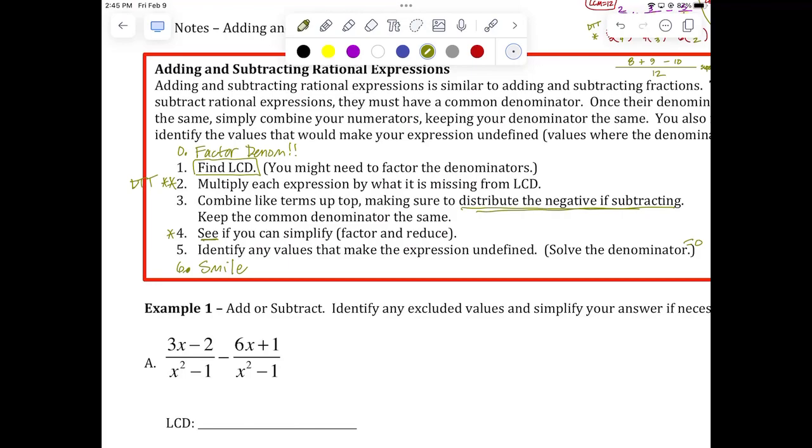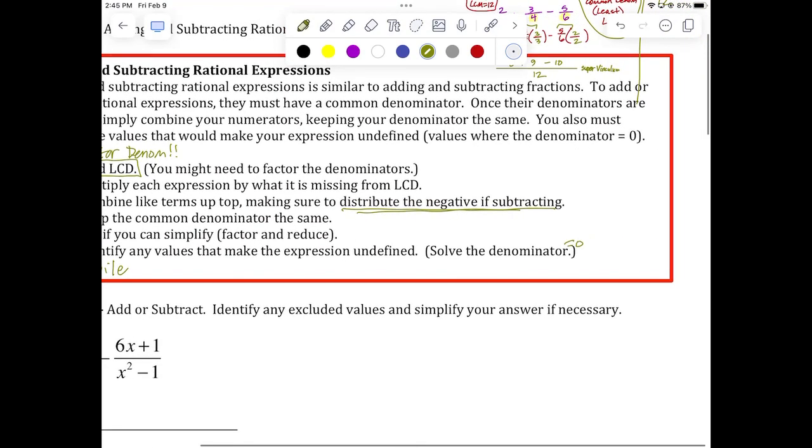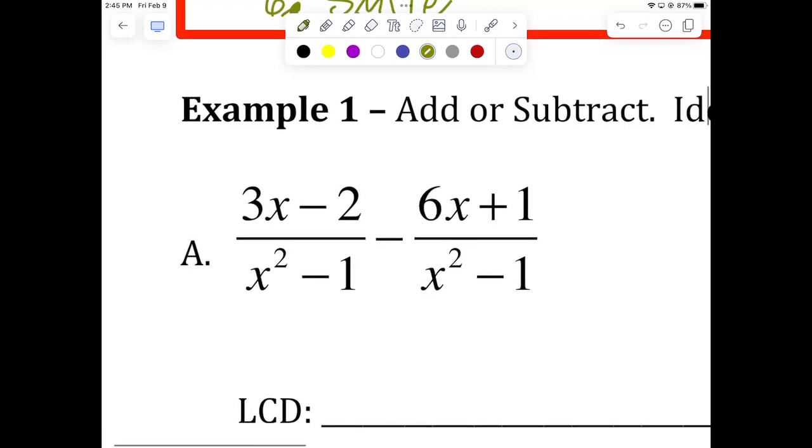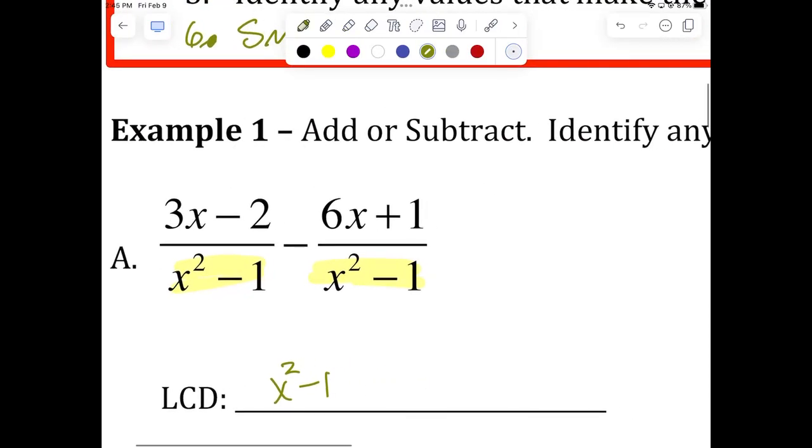Example 1, add or subtract, identify any excluded values, and simplify your answer if necessary. Okay, I got a rational expression, a linear over a quadratic, minus a rational expression, a linear over a quadratic. What, again, do I need in order to combine two or more fractions? I need a common denominator. Look at my two denominators. Aren't they already common? They are already common. So I don't need to factor the denominator if I don't want to. I know what the LCD is. It's going to be x squared minus 1, which happens to factor into x minus 1, x plus 1 if you want the factored version. Either one. It already has a common denominator.